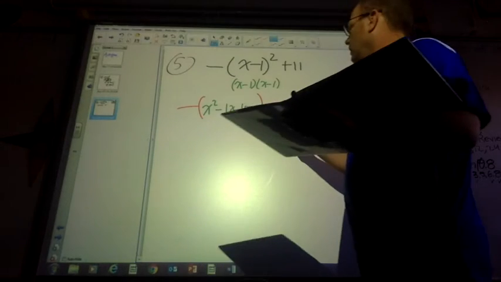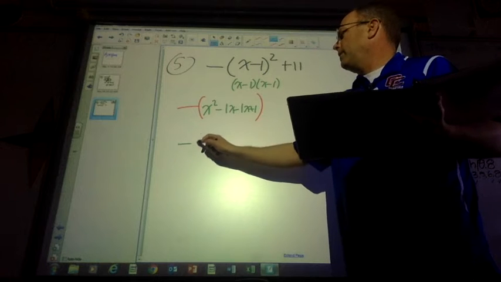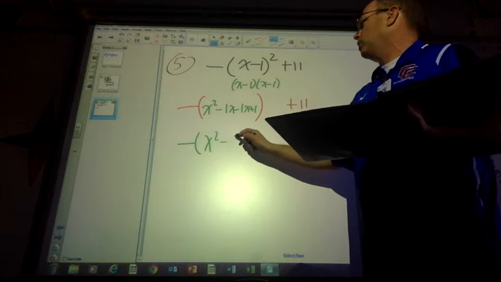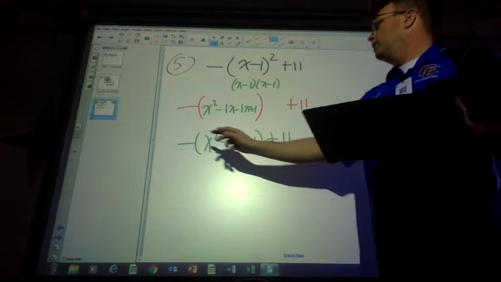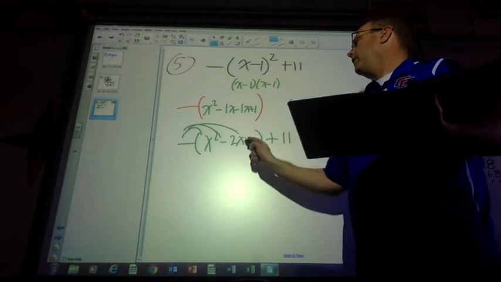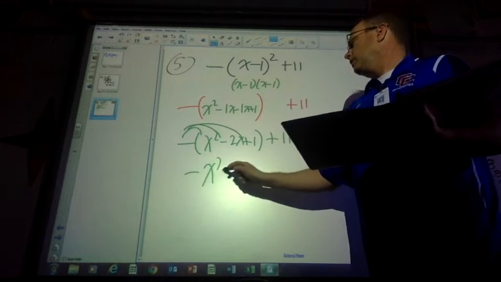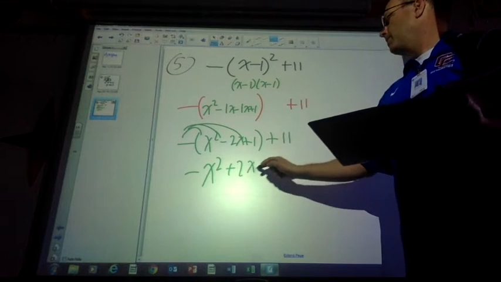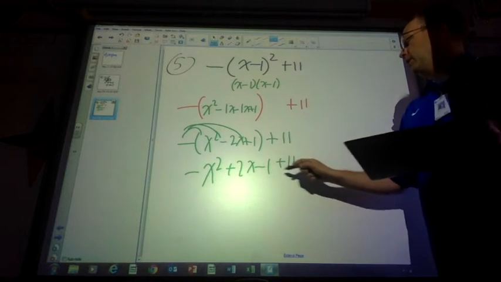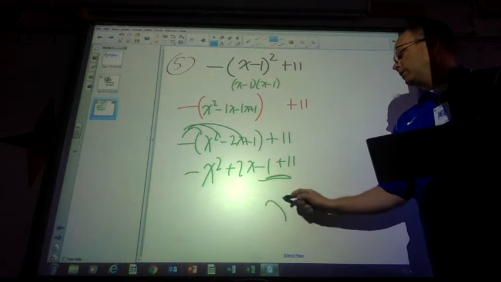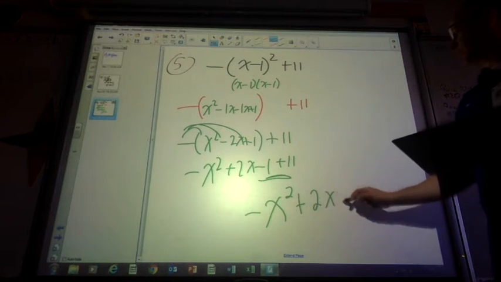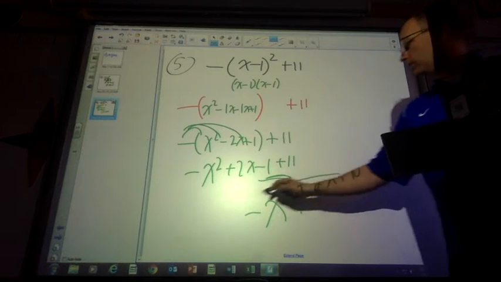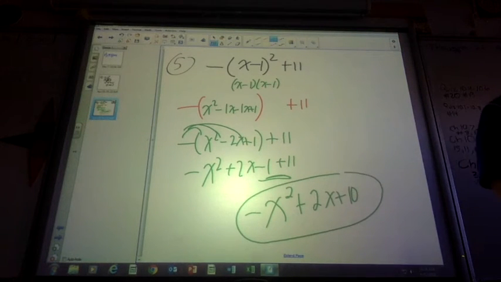And then this negative still comes down. This is x squared minus 2x plus 1 plus 11. Distribute this negative here, here, and here. And then combine your two last terms. That's it.